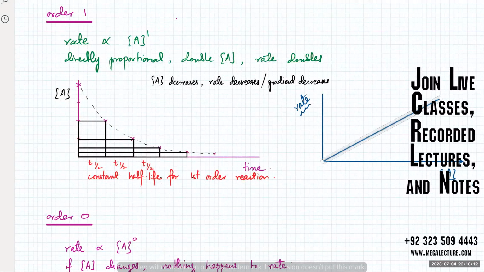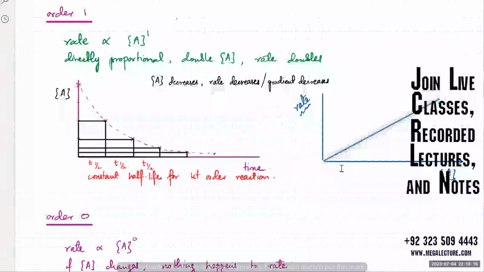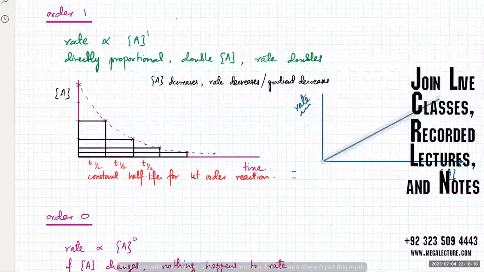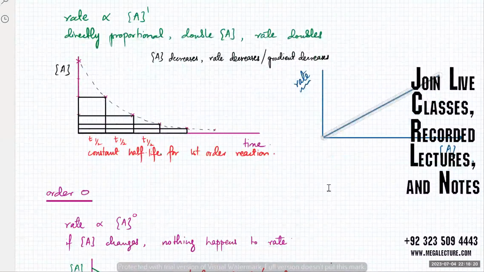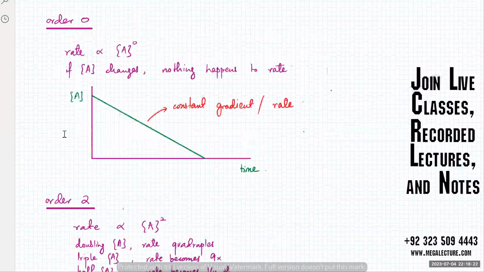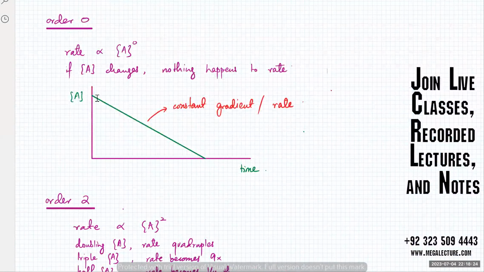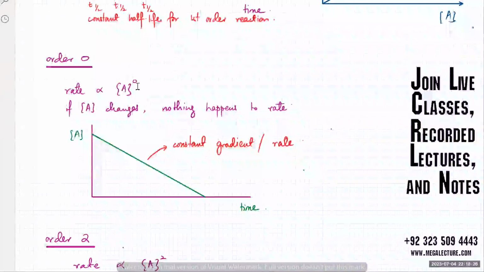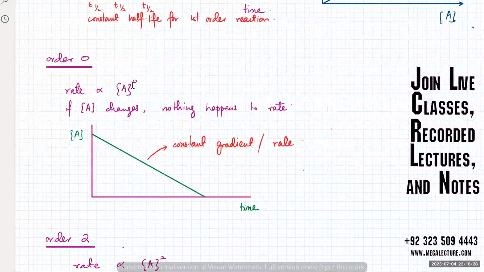Okay, you keep on increasing A's concentration, the rate would keep on increasing. Or you keep on decreasing A's concentration, the rate would continue to decrease. And the second one was order zero, which was that the rate is dependent on A's concentration, but the reactant concentration, the power is zero. That basically means that whatever happens to A, nothing really changes.